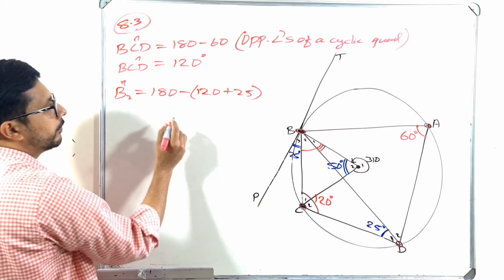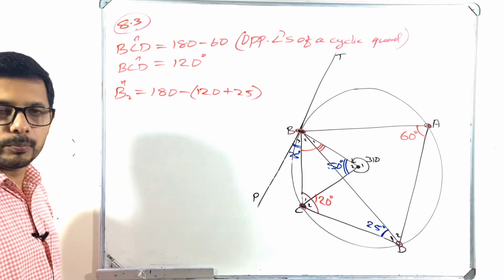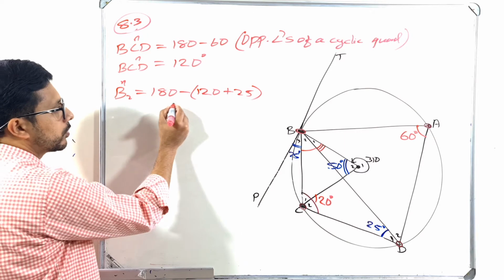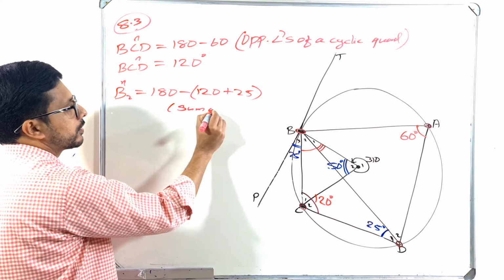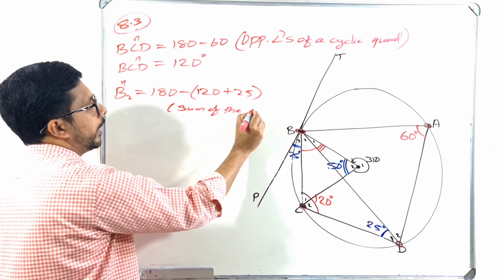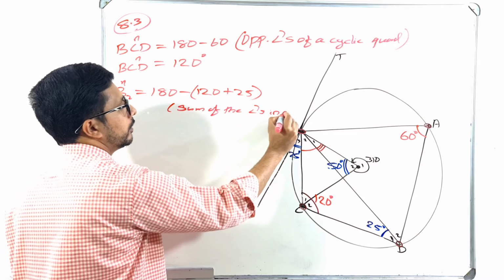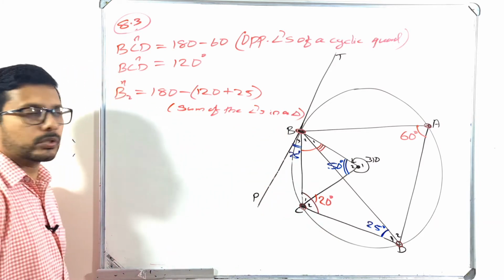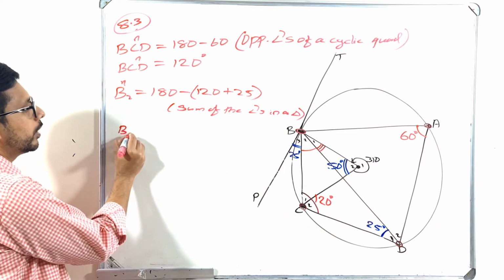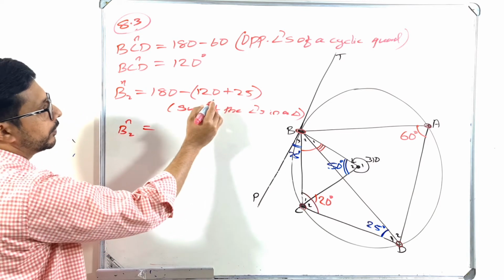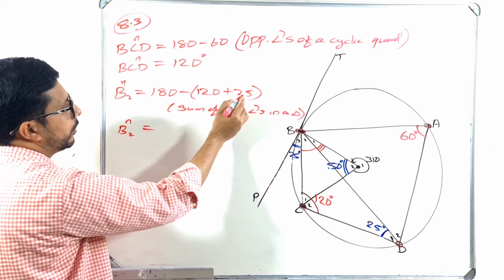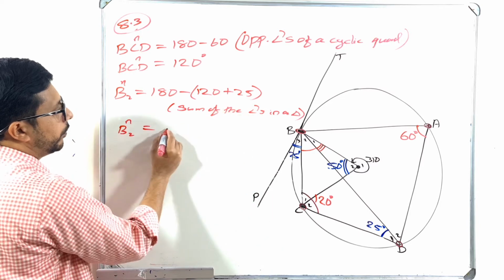So check in your calculator. What is the reason for that? Sum of the angles in a triangle. So the reason is the sum of the angles in a triangle. Okay, so check in your calculator. What is B2 now? 180 minus 160, 60 minus 25, so 40, 35.